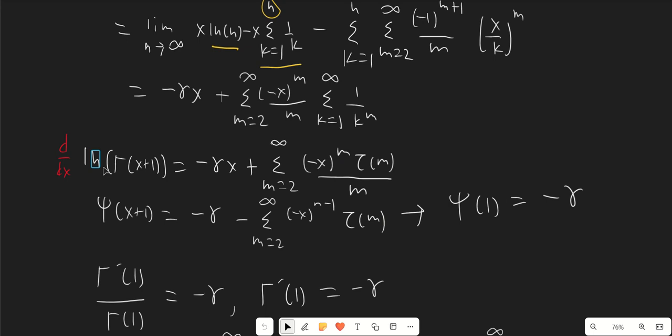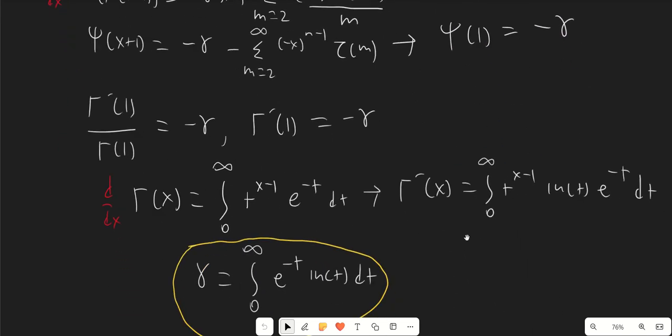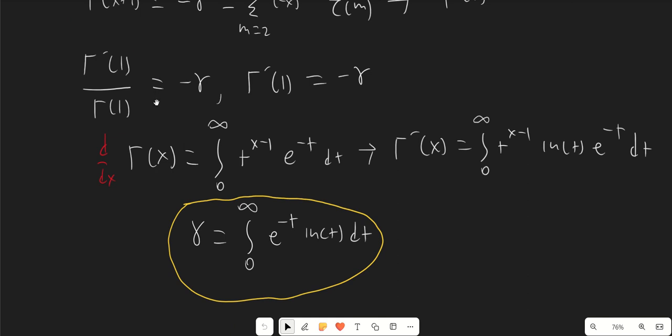Differentiating, the derivative of the natural log of the gamma function is just the digamma function, so we get that digamma of x plus 1 equals negative gamma minus the sum from m equals 2 to infinity of negative x to the m minus 1 times zeta of m. When we plug in x equals 0, this sum goes to 0, since we have x raised to a positive power. And so that tells us that digamma of 1 is negative gamma. Furthermore, gamma prime of 1 over gamma of 1 is negative gamma, since that's another definition of the digamma function, which means that gamma prime of 1 equals negative gamma.